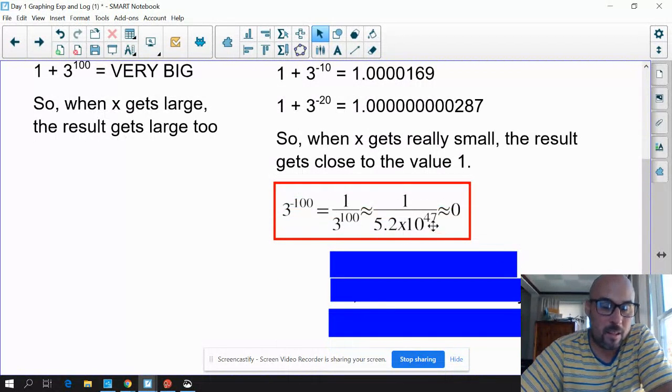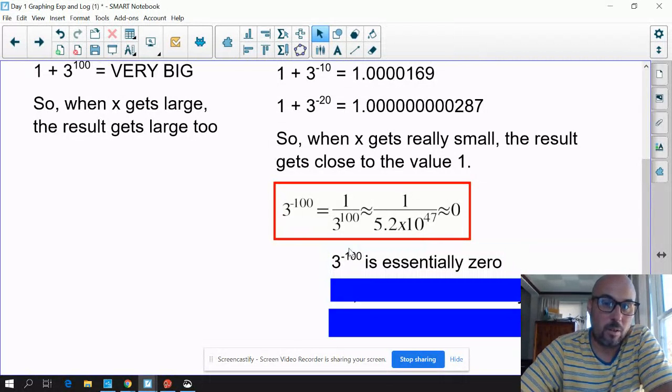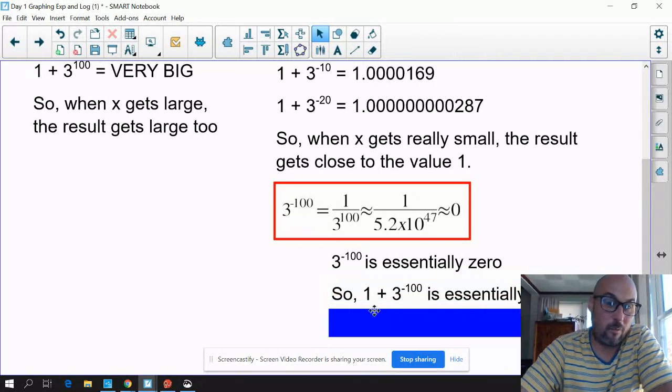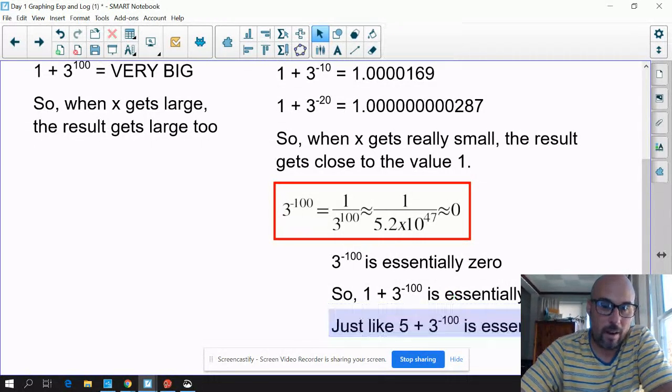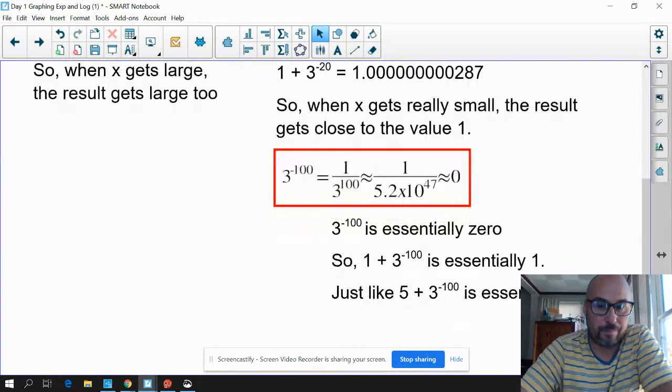And this number sense is going to help us mathematically. So 3 to the negative 100 is basically 0. Not exactly 0, but it basically is. So therefore 1 plus something that's basically 0 is 1. Just like 5 plus something that's basically 0 is really just 5.